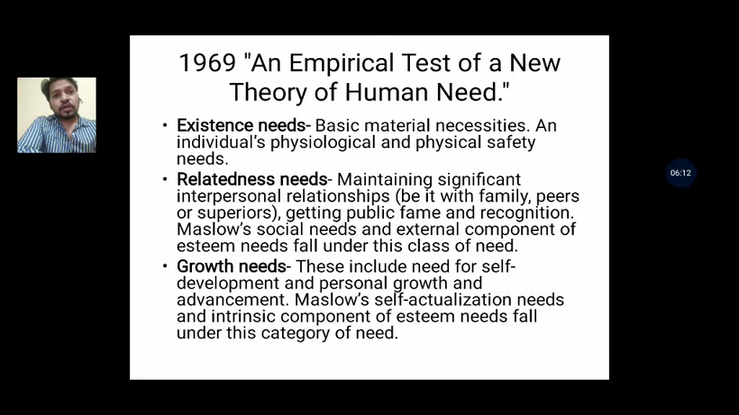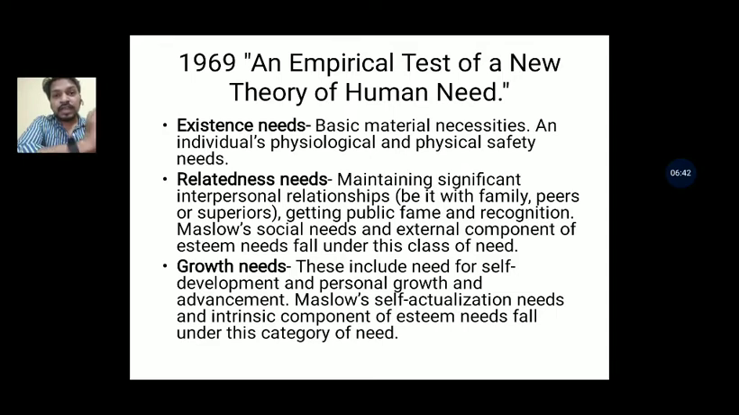Then he talked about relatedness needs. Basically over here he was mentioning the societal needs of individuals, of being able to maintain good relations, significant interpersonal relationships with each other, with family, peers and supervisors, getting public fame, getting appreciation in society, getting recognition. Maslow's social needs and the external component of esteem needs match this particular class of need.